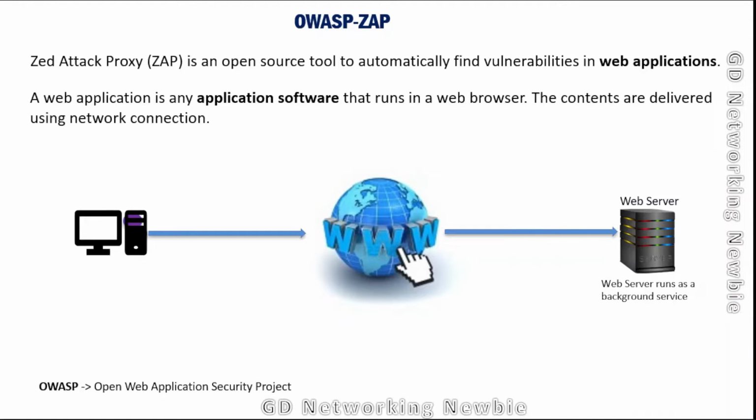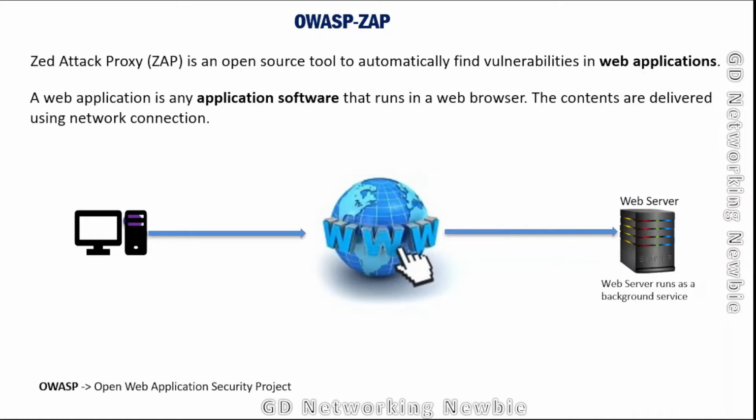Hi everyone, in this video we are going to discuss OWASP ZAP. ZAP stands for Zed Attack Proxy, and OWASP ZAP is an open source tool which can automatically find vulnerabilities in web applications. A web application is any application software that runs in a web browser and the contents are delivered to the users using a network connection.